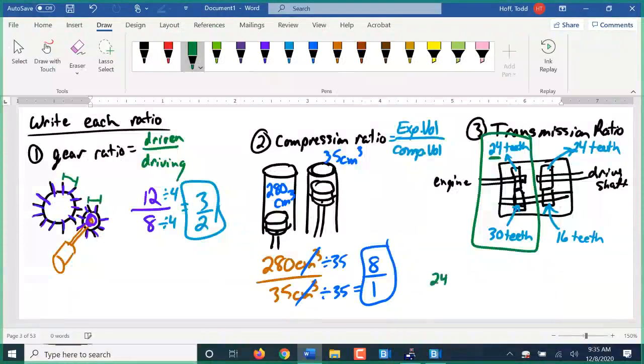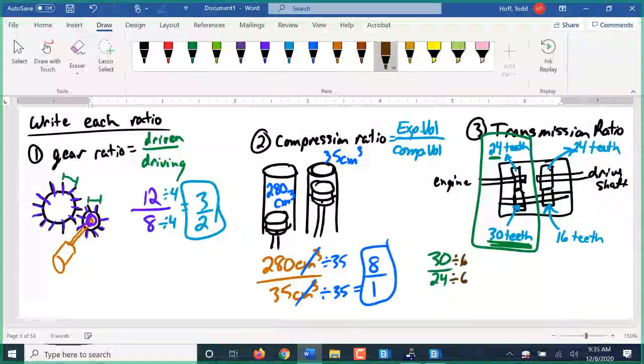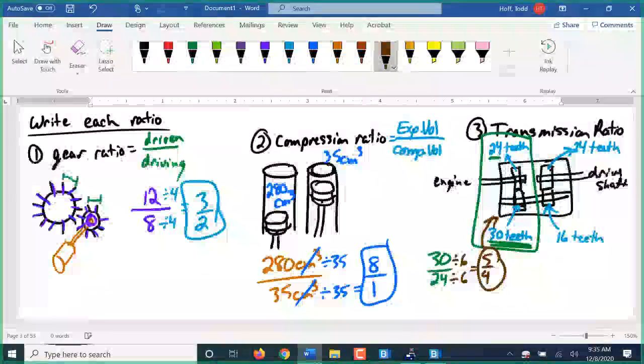So that 24-tooth gear goes on bottom. It's meshing with the 30-tooth gear. That's our driven gear. That goes on top. Let's first reduce these. Both 30 and 24 divided by 6, giving me a 5-to-4 gear ratio for that first set of gears. Now there's 2 other gears over here that are meshing.